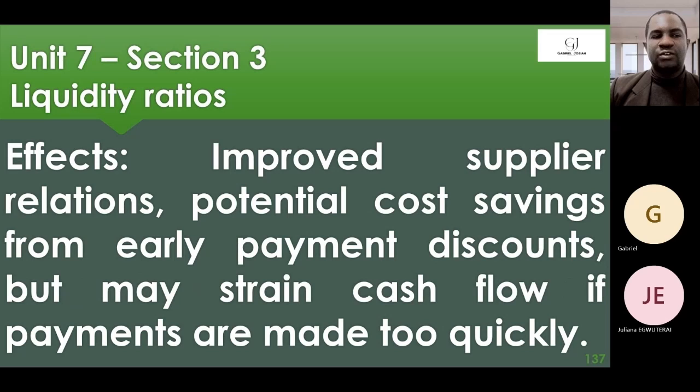Very important. And the effects of a shorter period are improved supplier relationships. The relationship is very important to foster your continuous production and service processes. Potential cost savings from early payment discounts, but it may strain cash flow if payments are made too early. So that's why I said balance is key. Don't pay too early and don't pay too late. Make sure you are maintaining liquidity, and that's the job of chartered accountants. You're ensuring that working capital is managed based on your needs on the ground. And you're facilitating it, and it's a skill that comes with practice and everyday experience. Very important.